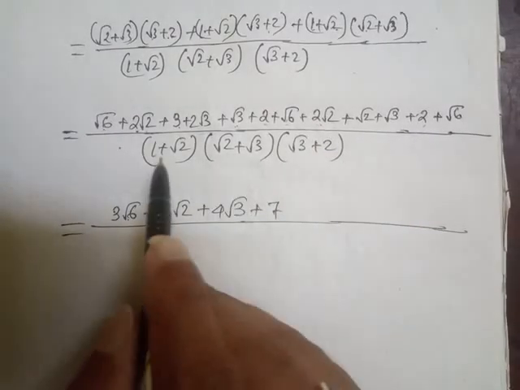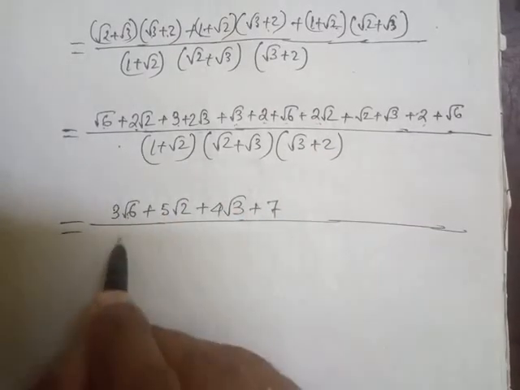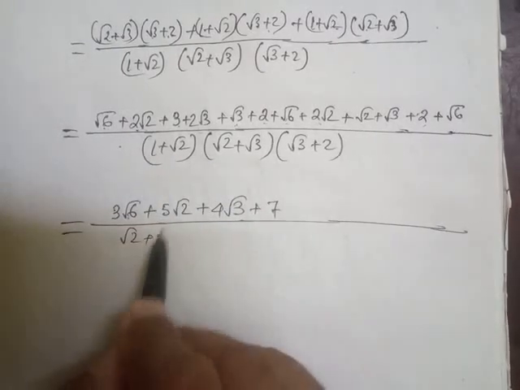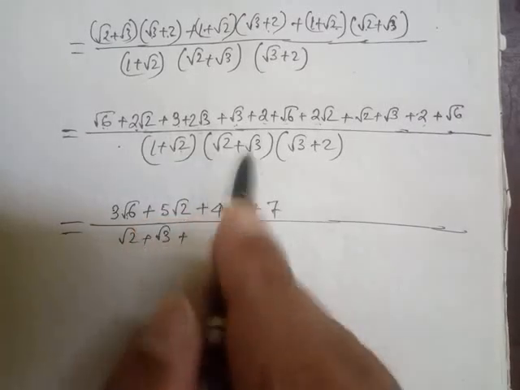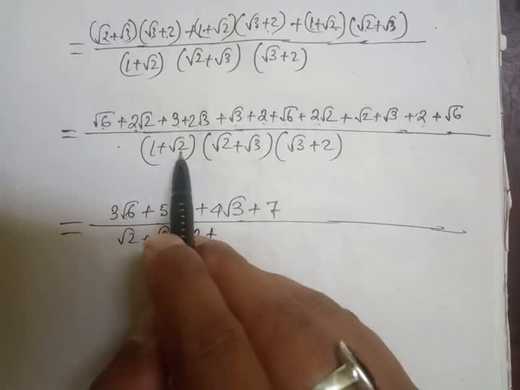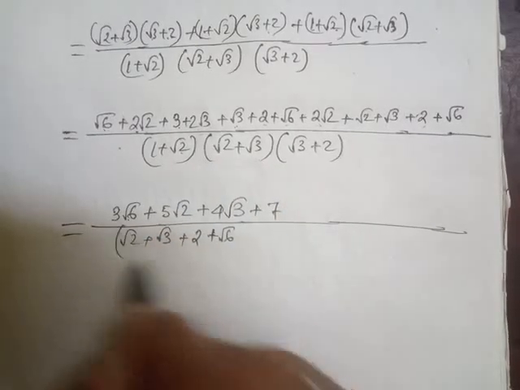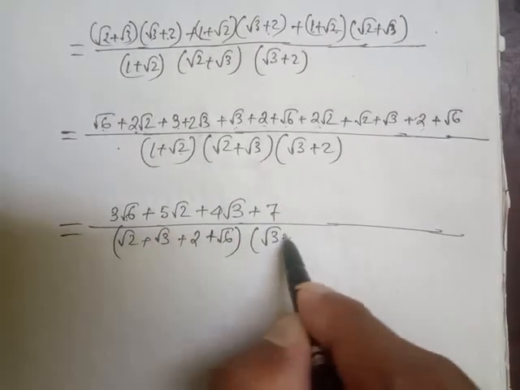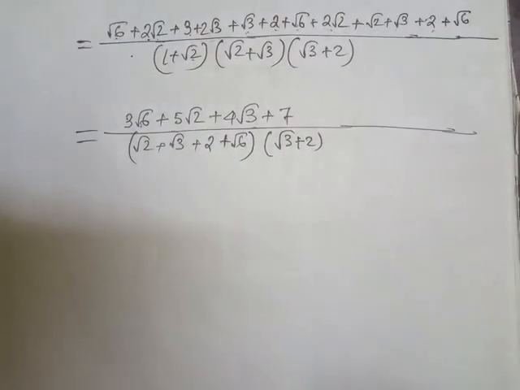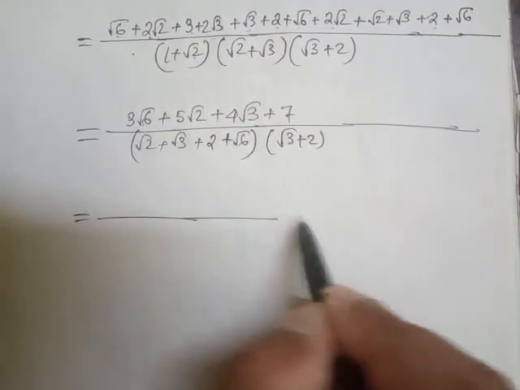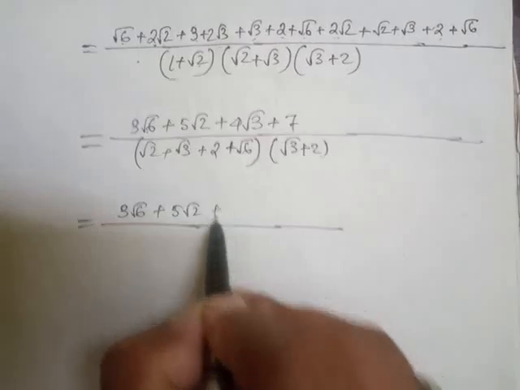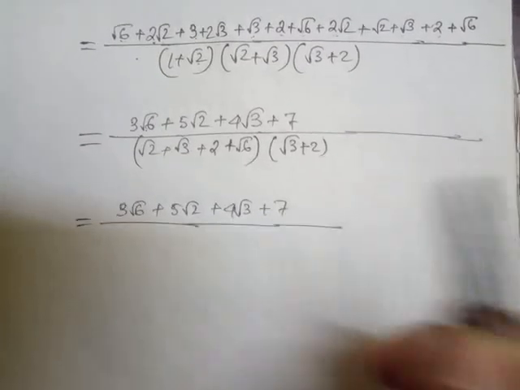Now after that, 1 into √2 with these two multiplication first, 1 into √2 then √3, then √2 into √2 means √2 squared, which is 2, and √2 and √3 means √6. Now with this again go for the multiplication. Now what will happen after that? There is 3√6, then 5√2, then 4√3, then 7.